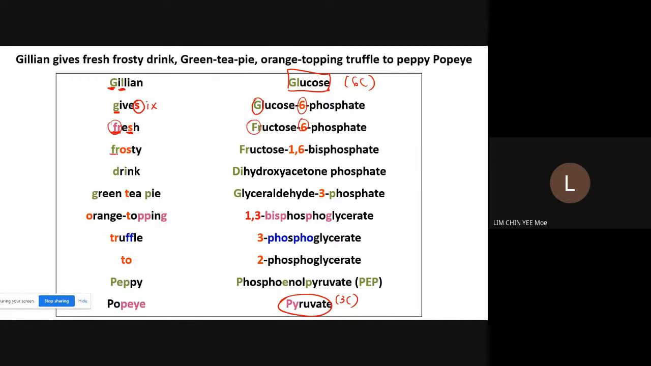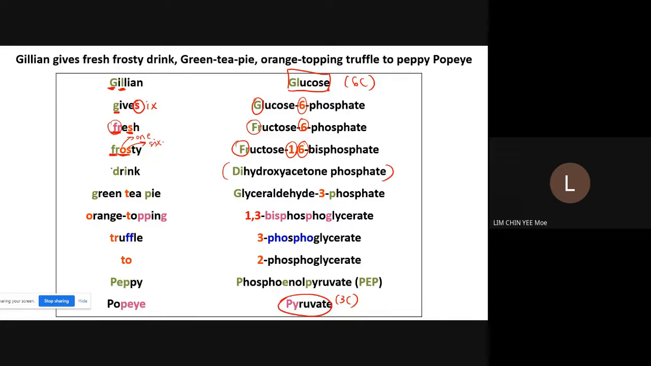And then frosty, fructose, 1, 6. Boleh? Boleh. So far, tahu eh? Boleh ingat eh? Right, ini memang tak ada cara nak ingat. So you will have to memorize it.